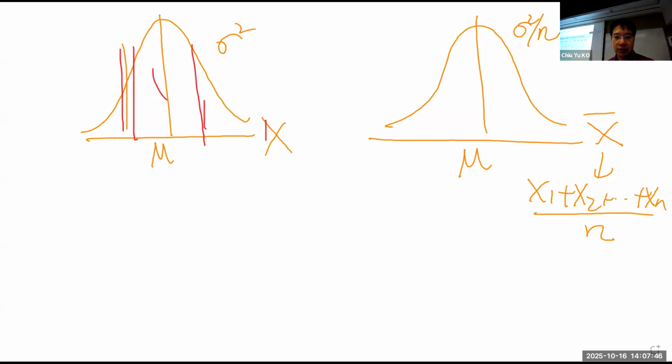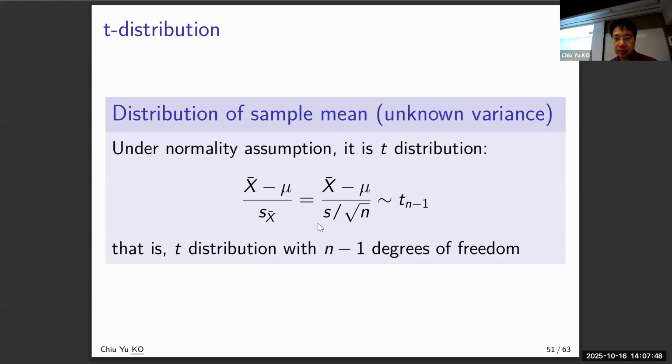And the next thing is, because of that, we have this result, which says that when sigma is replaced by the sample standard deviation, this is what we call the T distribution. T was invented in the 1930s by a mathematician, I think Gosset, who used the pen name Student. That's why we have Student's T.